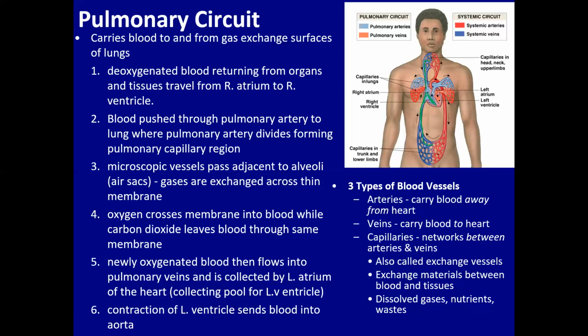And then that blood is going to be pushed through the pulmonary artery, and it's going to go into the lungs. And this is where the pulmonary artery is going to divide, and it forms what's called the pulmonary capillary region. That's what you're looking at here. We have these tiny vessels that pass the alveoli that are within the lungs, and gas exchange occurs.